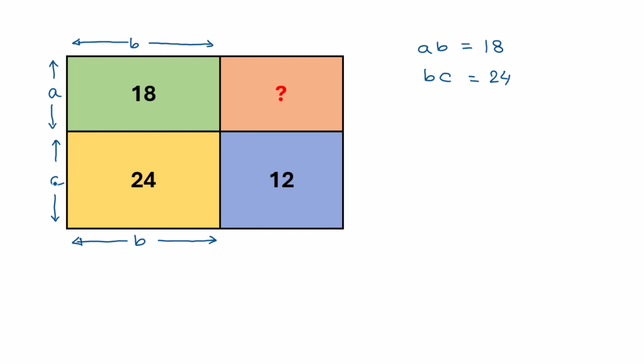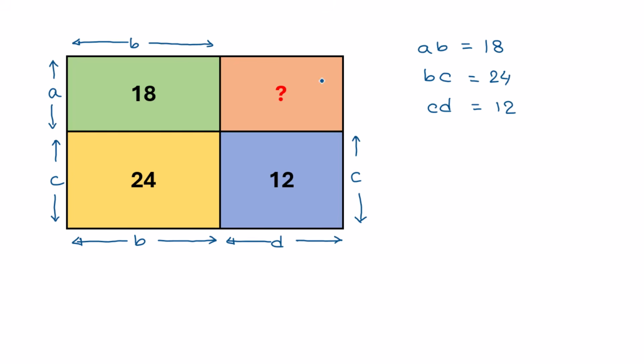As this length is C unit, so this length will also be C unit. So the width of this rectangle is C and consider the length of this rectangle as D. And the area of this rectangle is C times D. So we have C times D is equal to its area, which is given as 12.